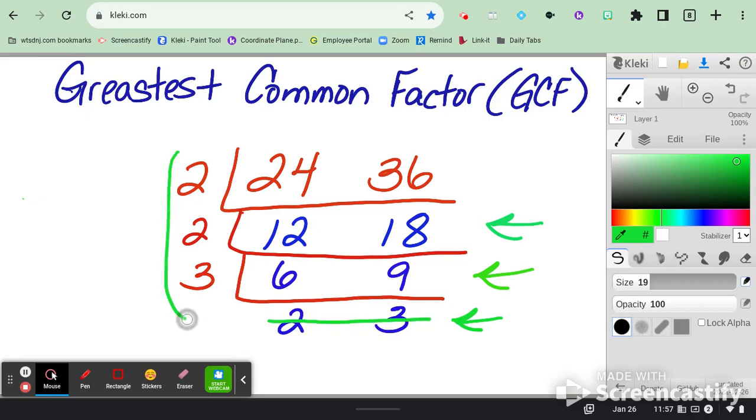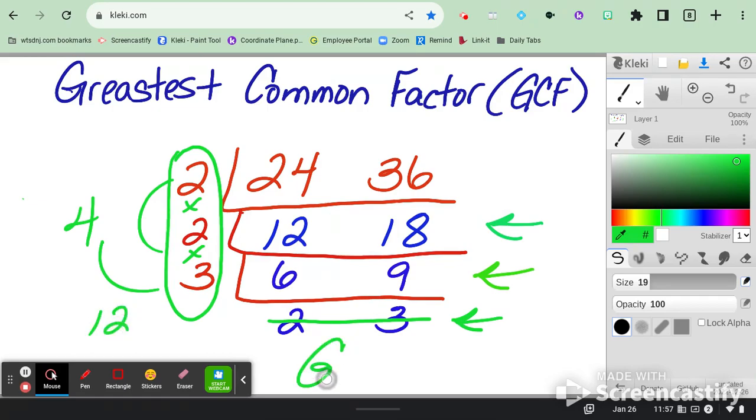And I'm going to find my greatest common factor by circling all of the numbers listed on my left side. And I'm going to multiply these numbers together. So 2 times 2 is 4, and 4 times 3 is 12. So the greatest common factor between 24 and 36 is equal to 12.